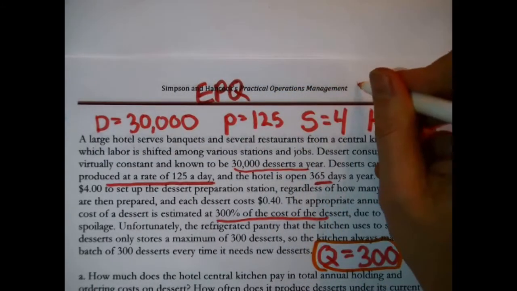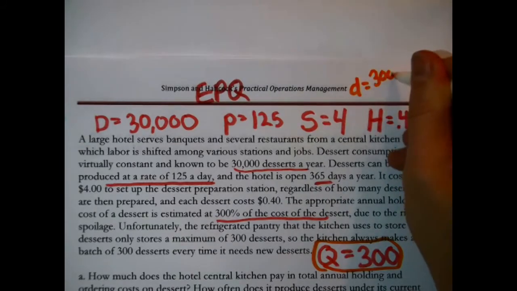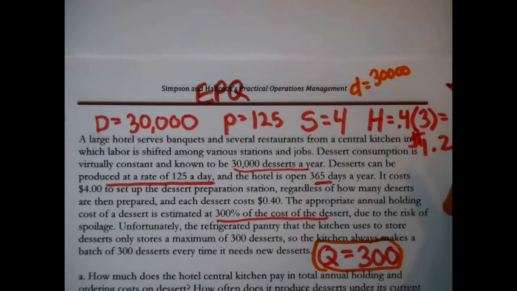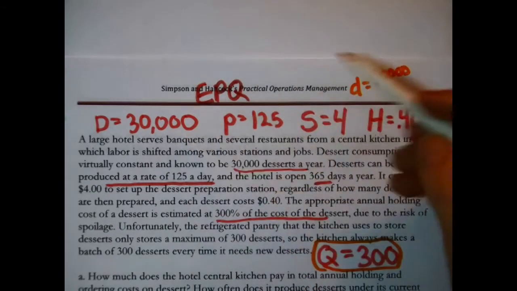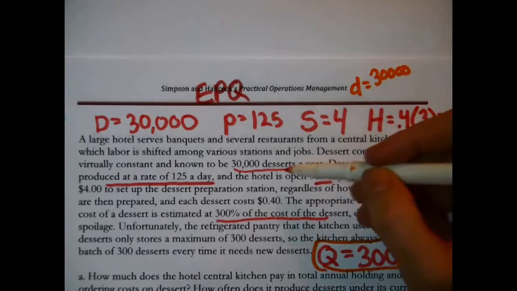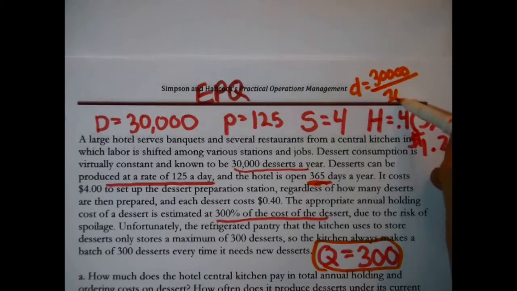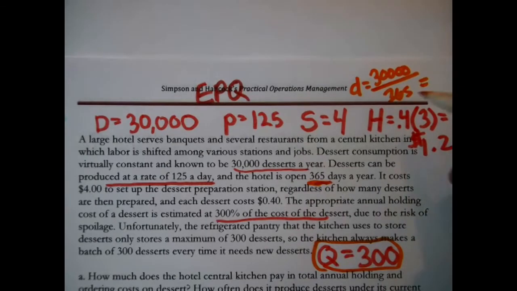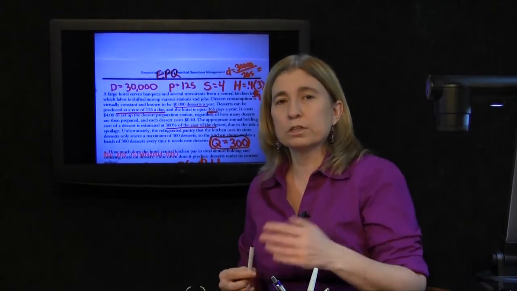I need lowercase d. I know that the hotel needs 30,000 of these annually, right? And I know that it's open 365 days out of the year. That means that if I take the 365 and divide it into the 30,000, that'll get me daily demand. If they need 30,000 annually divided by the number of days, then that would be what they need daily, or what the daily demand is.